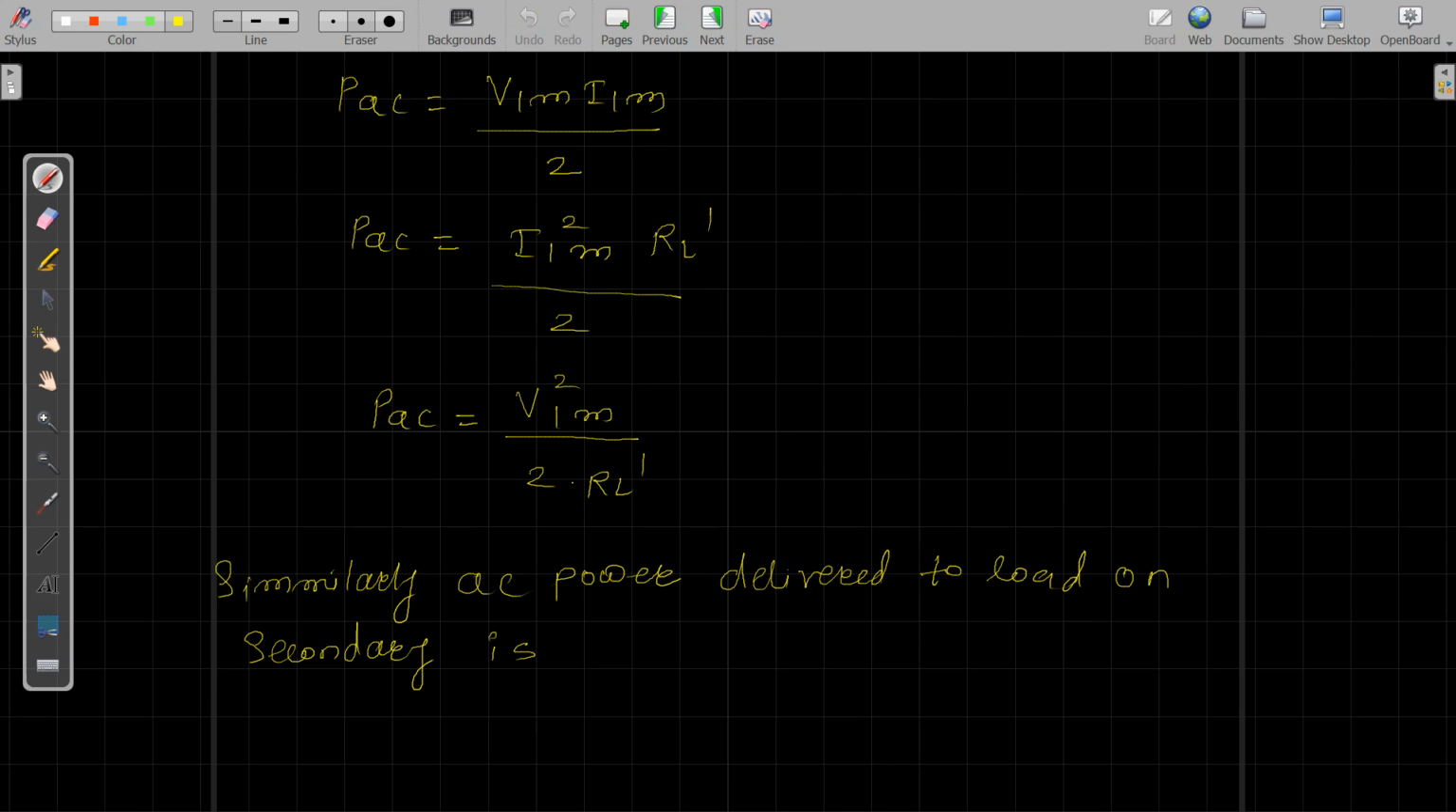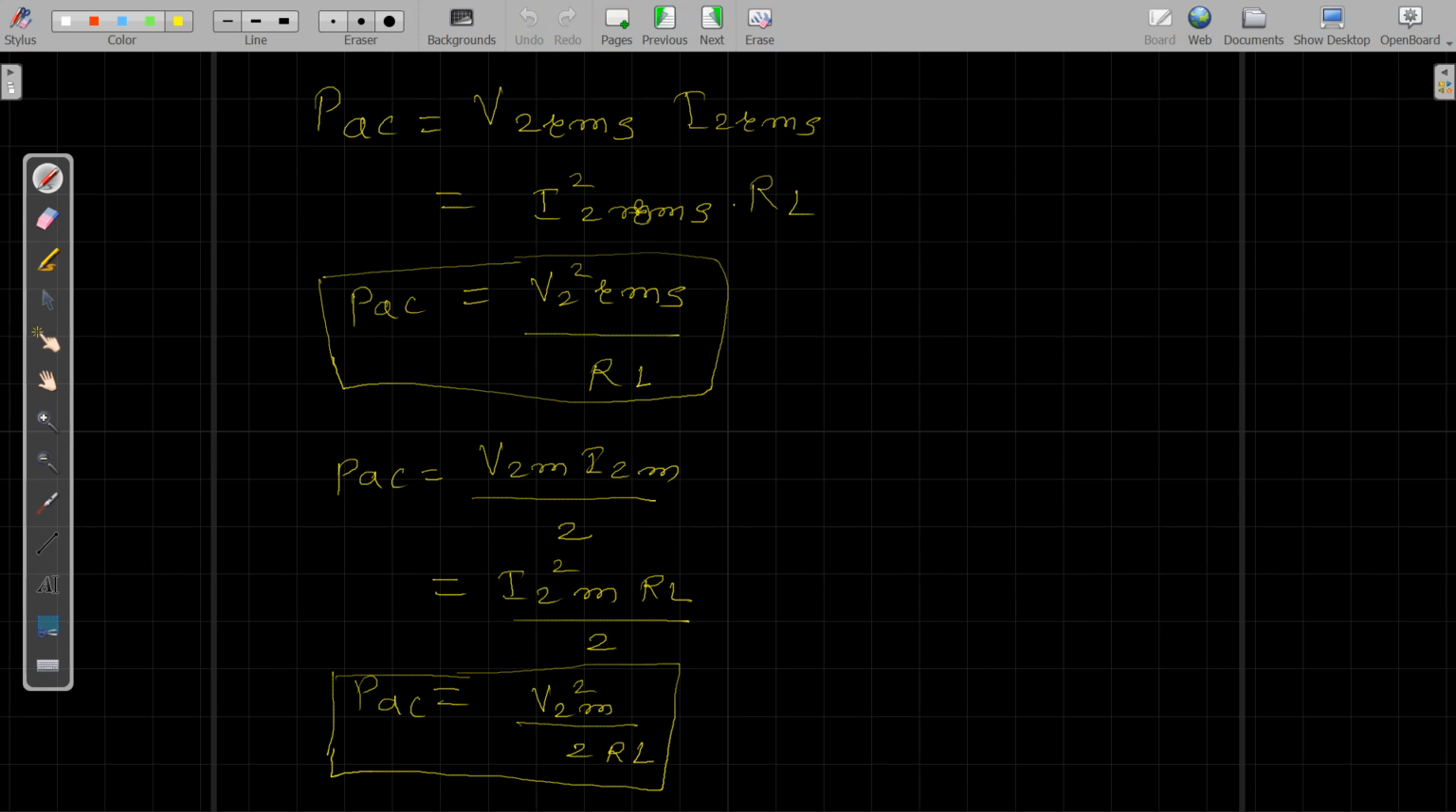Now similarly, when you want the AC power delivered to the load on the secondary, what do I need to consider? I need to consider V2M, I2M, V2 RMS, I2 RMS along with RL, not RL dash. Again, V2M is the peak value. Again, this V2 RMS is nothing but the RMS value of the secondary.